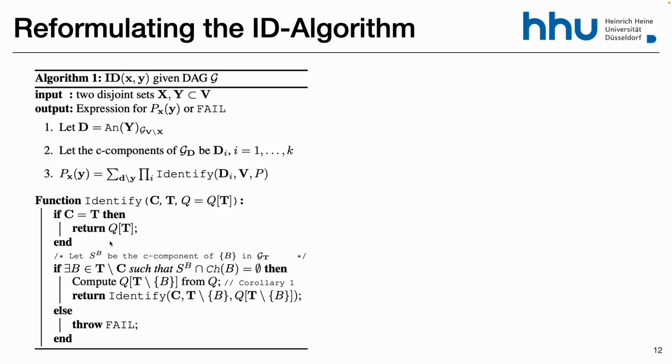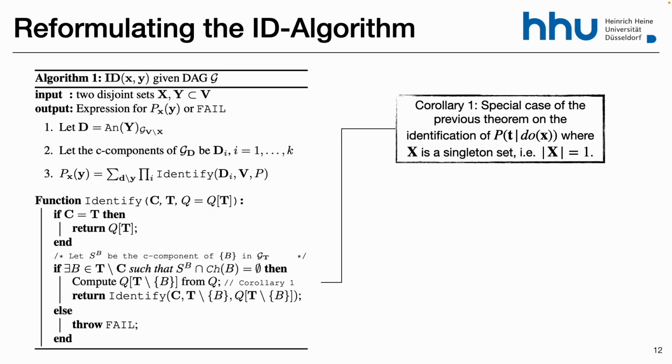And the difference here is that we have the condition here. Before I told you that this is not required, but you can actually break the conditions in the original algorithm by using this condition that we have a variable B. And this is just one variable. So we are breaking into variable by variable and computing Q T minus B if the graphical condition applies. Basically, in the end, that's just a corollary because, instead of using the set X, we are using here just one variable B.